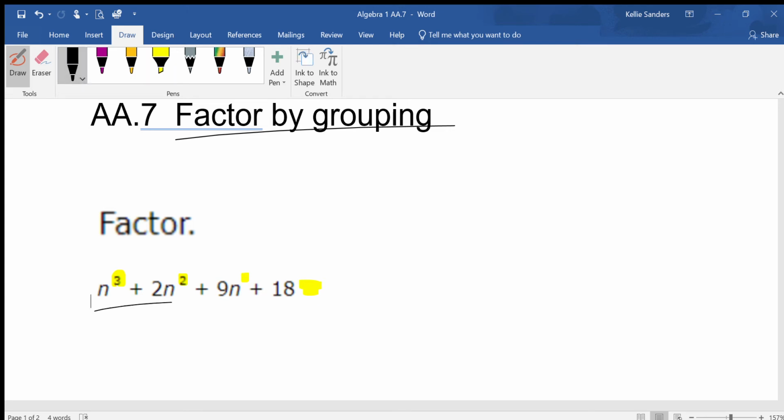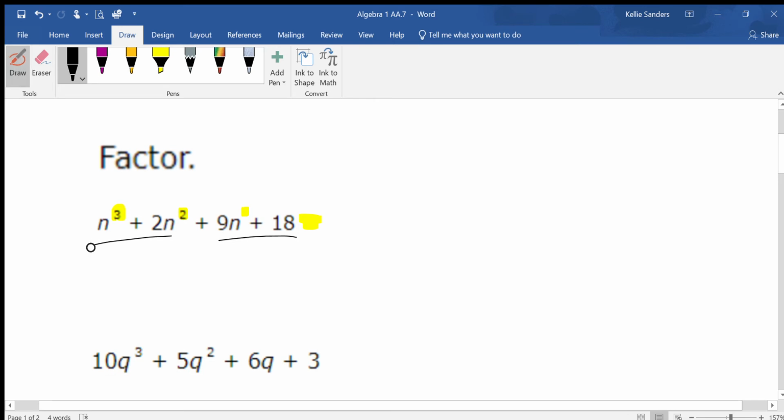Then, I strongly suggest that you put a line under the first 2 terms and a line under the second 2 terms. You're just going to look at the first 2 terms as individuals and then the second 2 terms as individuals. And then we're going to factor the greatest common factor out of both lines. So I'm going to write underneath here. Hopefully I have enough room to finish it off.